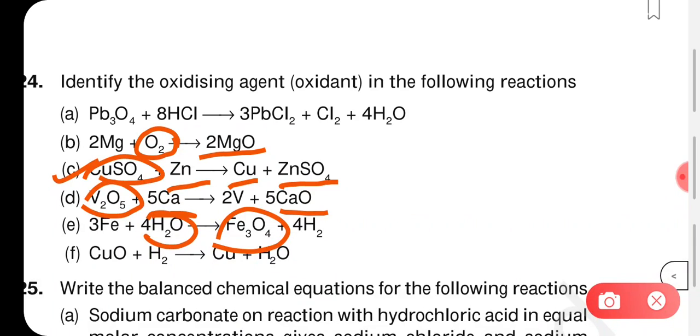In the next one, copper. So what is our oxidizing agent here? The water molecule, fine. In the last one, it is copper oxide which will act as our oxidizing agent. It will oxidize hydrogen to water. Hydrogen is made to water, and copper oxide is our oxidizing agent, fine.